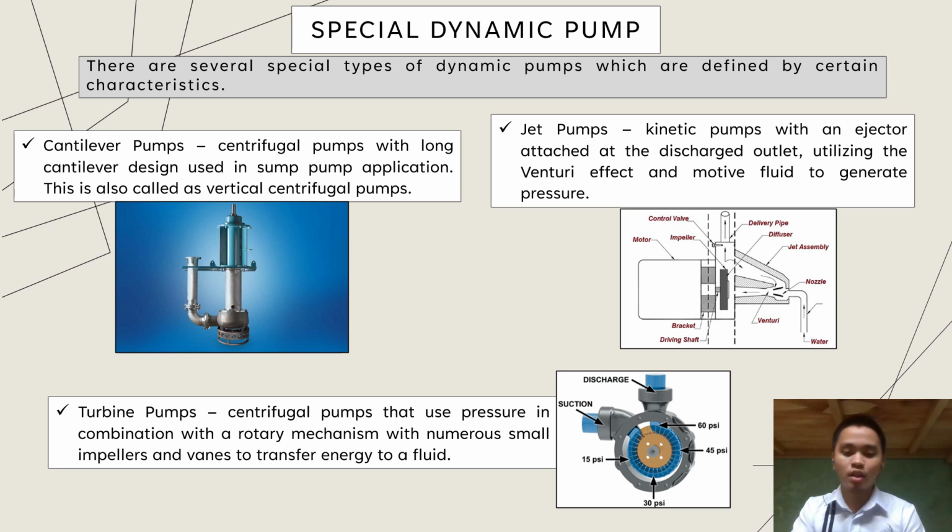Turbine pumps. Centrifugal pumps that use pressure in combination with a rotary mechanism with numerous small impellers and vanes to transfer energy to a fluid. They are used in clean liquid applications that demand high head, low flow, compact design, and flexible operation.